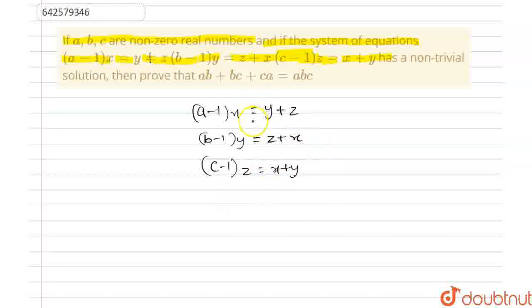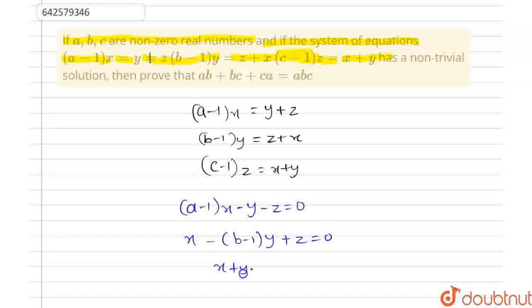So our first equation will be (a minus 1) x minus y minus z equals 0. Our second equation will be x minus (b minus 1) y plus z equals 0. Our third equation will be x plus y minus (c minus 1) z equals 0.